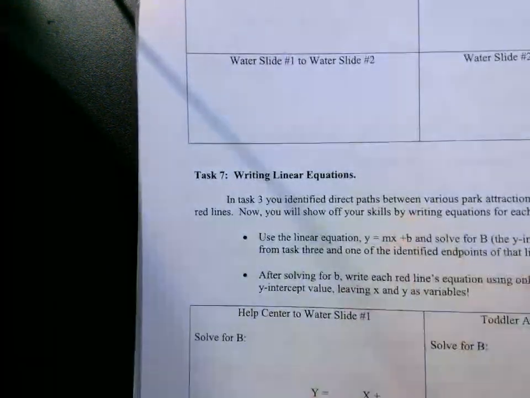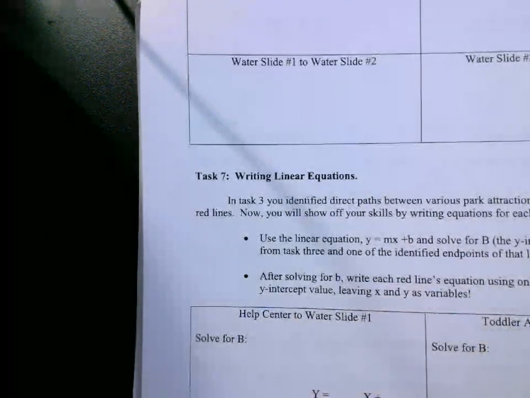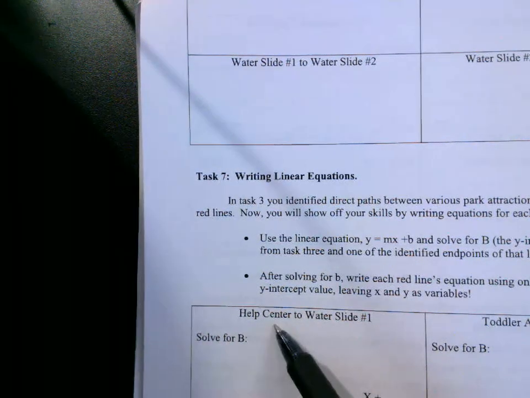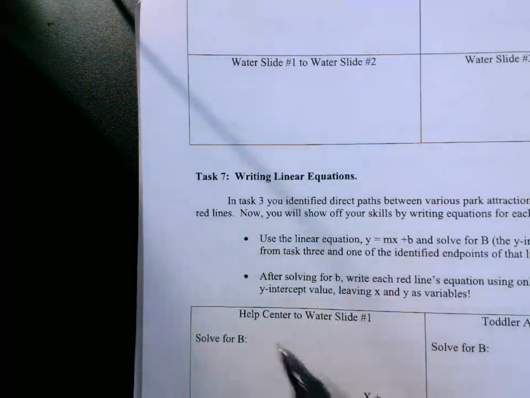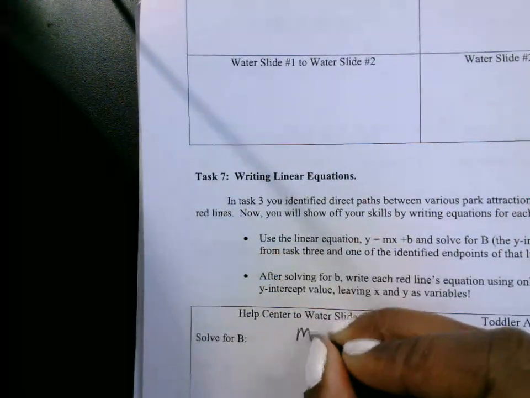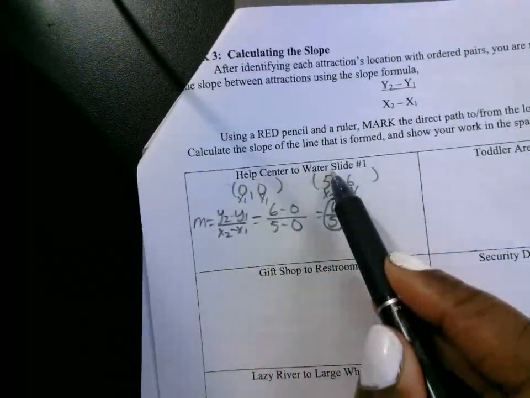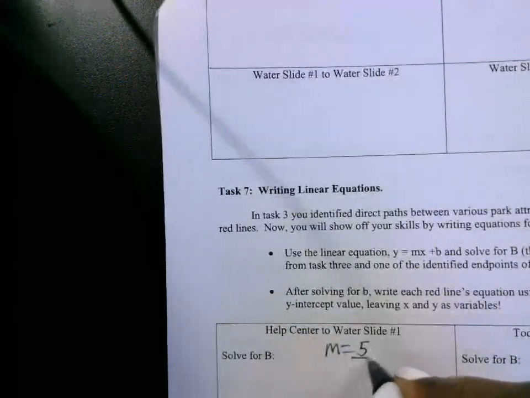Okay, so task 7, writing equations. You're going to write an equation from the help center to the water slide. So we're going to go back and find the slope. We already calculated the slope in, I think it was task 3. So we're going to use this slope, 5 over 6. You see the slope from the help center to the water slide? Go back and use your slope. Okay, 5 over 6 is my slope.